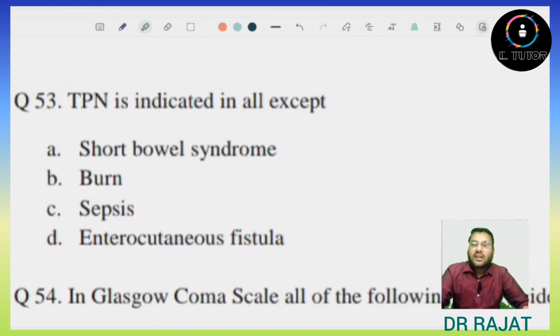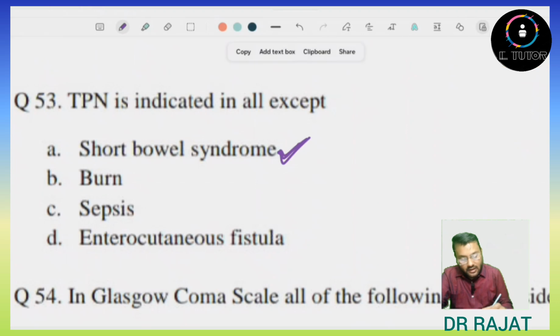TPN is indicated in all except. The first option is short bowel syndrome. Yes, this is true. Burns. Yes, in burns it can be used in severe cases, but generally in burns we give normal IV fluids. TPN is generally not given, but in severe cases when the patient is not able to drink or eat, then we can go for TPN. So this can be yes or no.